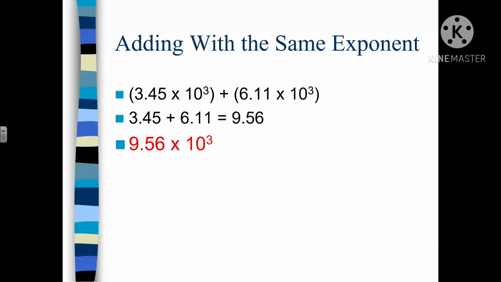So how? In adding with the same exponent, everybody eyes on the screen. We have 3.45 times 10 to the third power plus 6.11 times 10 to the third power. As you can see, they have the same exponent with the base 10, so you can add these two. 3.45 plus 6.11, the sum of these two is 9.56.